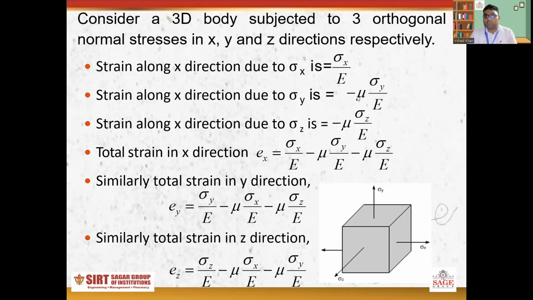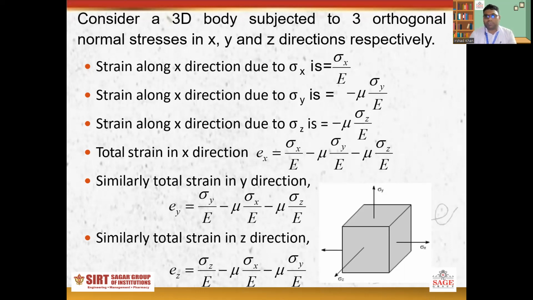So that is minus mu, where mu is the Poisson's ratio. Minus is because it is compressive in nature along the lateral direction. So that is why the minus sign comes. Then you just add this term and this term. So this is the total strain in the x direction: Ex is equal to sigma x upon E minus mu sigma y upon E minus mu sigma z upon E. Similarly, we can calculate the total strain in the y direction and the total strain in the z direction.